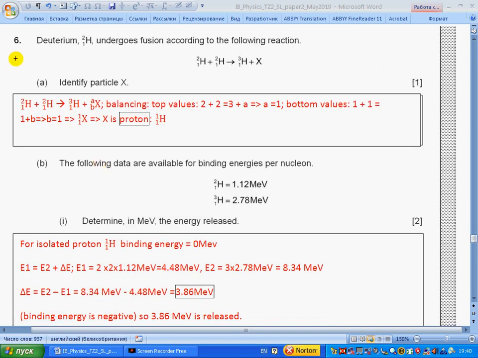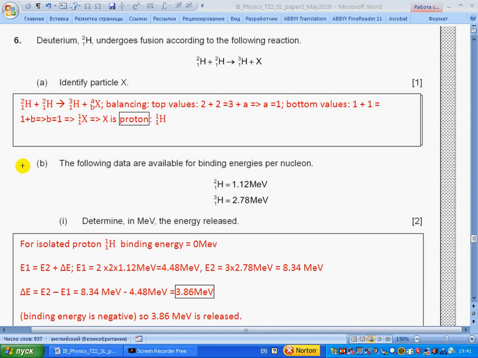Next question is 6. Deuterium undergoes fusion according to the following reaction. So we have deuterium, and deuterium gives us tritium plus some particle. Identify particle X. If we write this equation with unknown A and B, we should balance top values and bottom values. Top values balancing gives us 2 plus 2 equals 3 plus A, so A equals 1. Bottom values balance gives us 1 plus 1 equals 1 plus B, so B equals 1. So this particle has 1 and 1, so 1 means that it is hydrogen, and it is actually a proton. So it is an isolated proton.